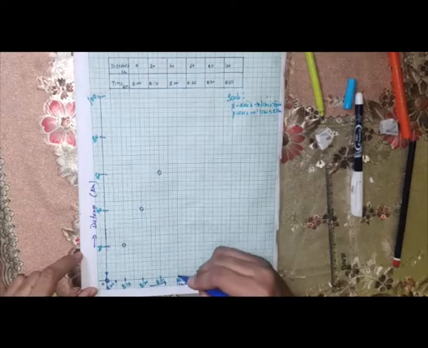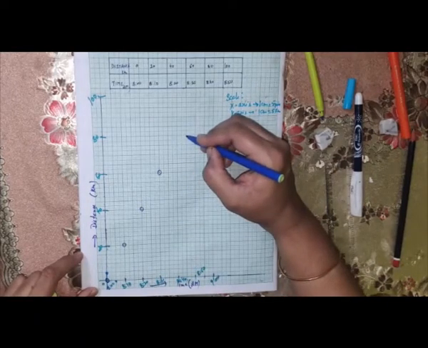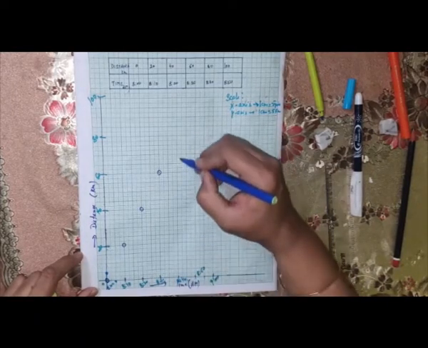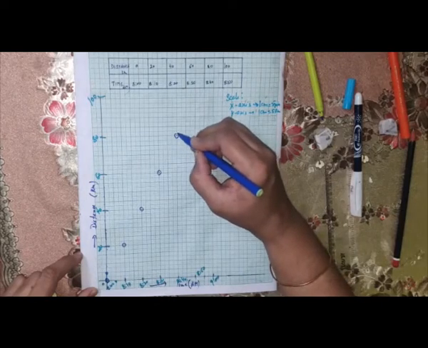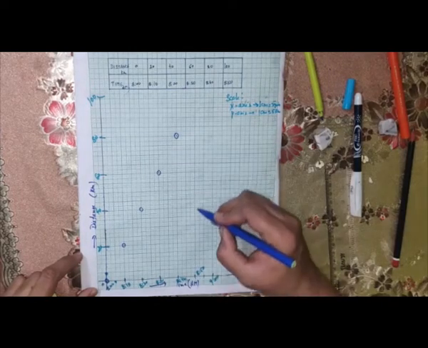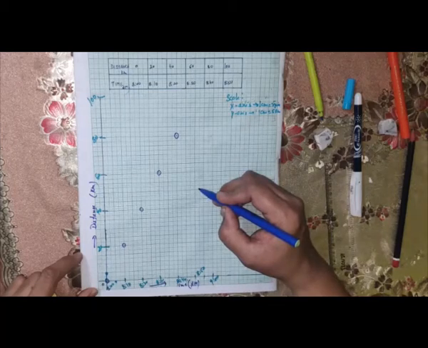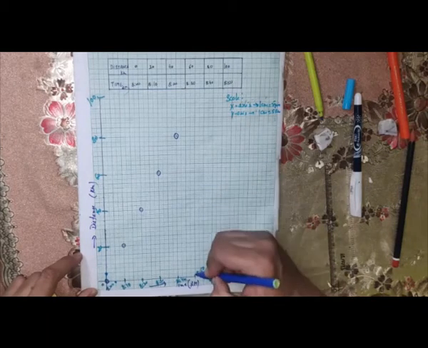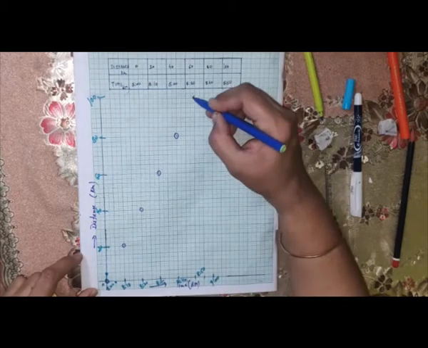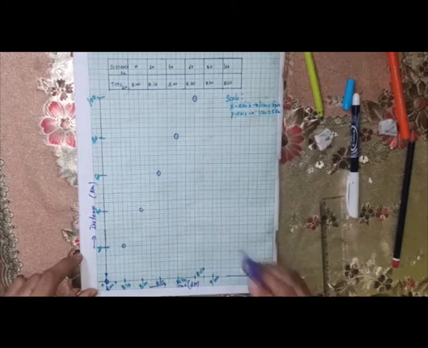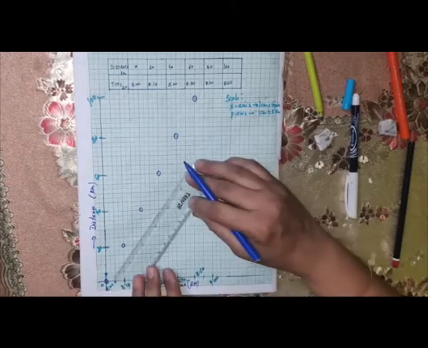At 8:40, this is 80. At 8:50, this is 100. Fine. Now we can join these points.